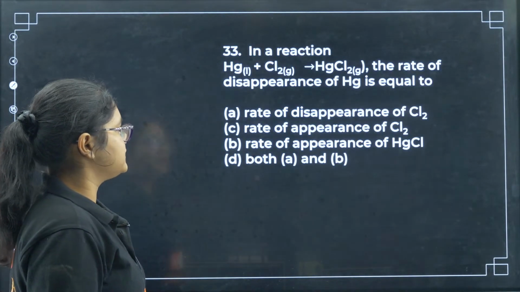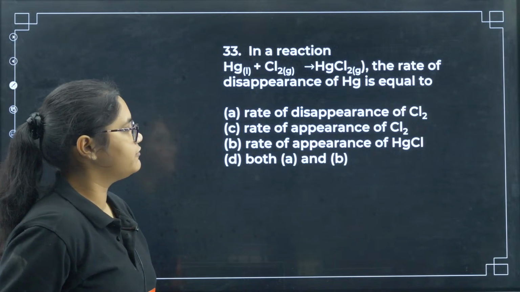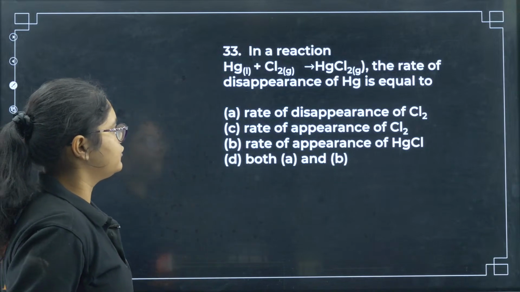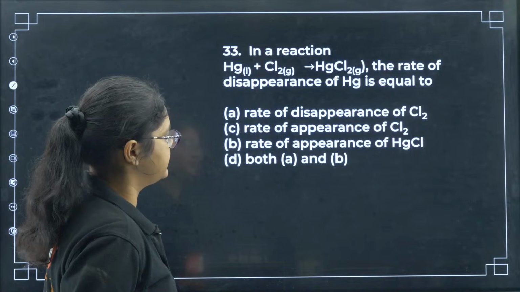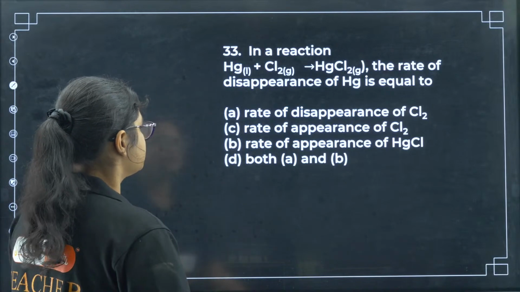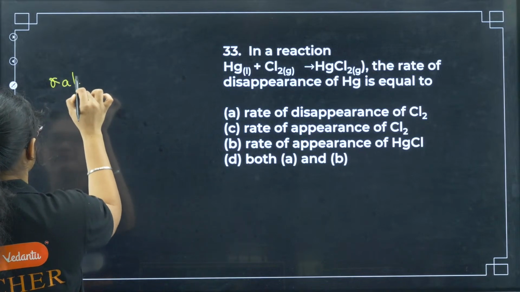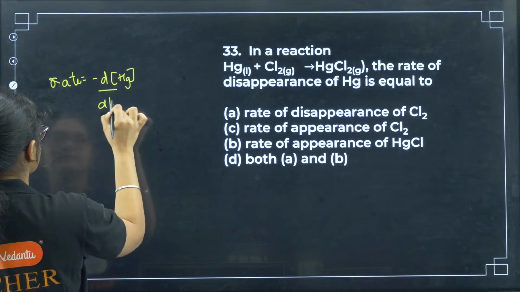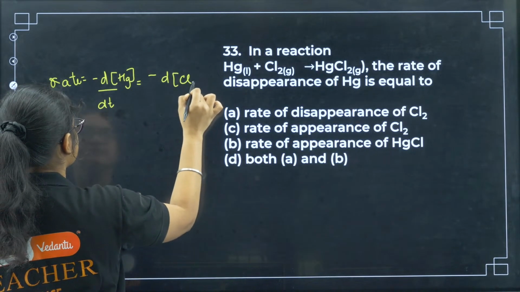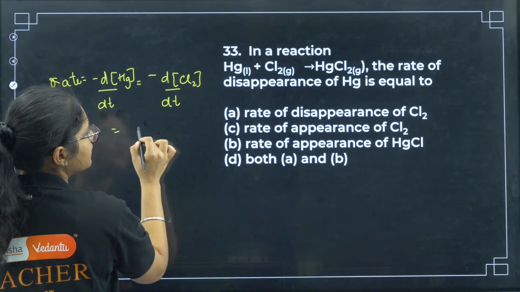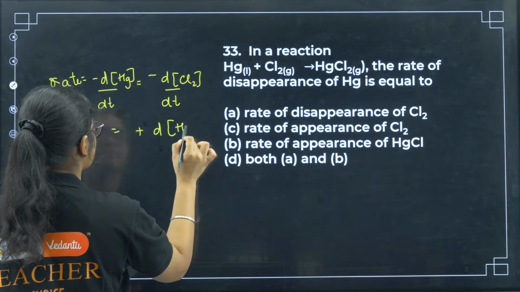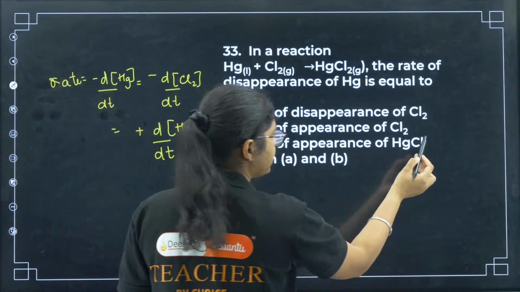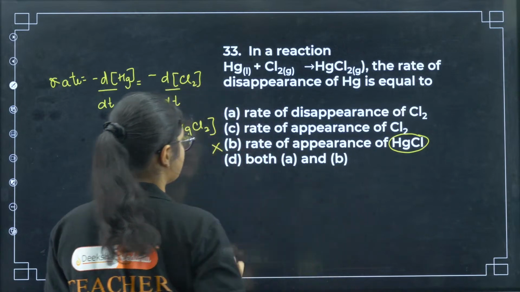Next, in a reaction Hg plus Cl2 gives HgCl2, the rate of disappearance of Hg is equal to the rate of disappearance of Cl2, rate of appearance of Cl2, rate of appearance of HgCl, both A and B. Okay, so the question is, I have an equation like this, right? If I write the differential equation, rate will be equal to minus d[Hg]/dt is equal to minus d[Cl2]/dt is equal to plus d[HgCl2]/dt. So here first of all HgCl is not there in the question, right? So we can easily eliminate this option.